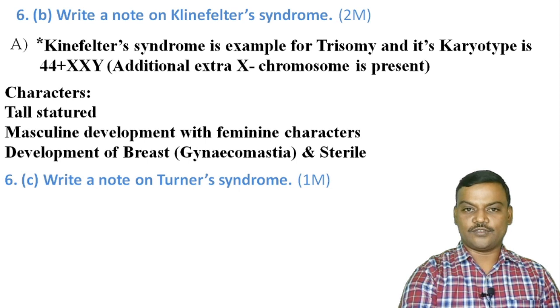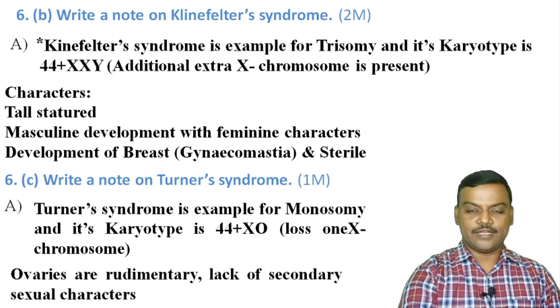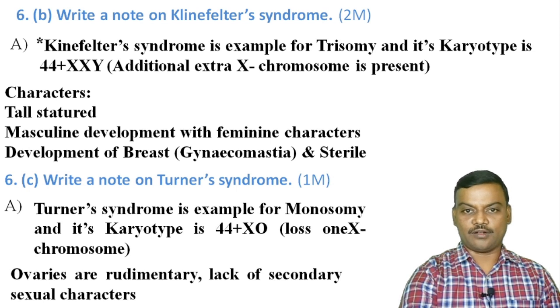The last question is question C. Write a note on Turner syndrome. It is for 1 mark. Turner syndrome is an example of monosomy and its karyotype is 44 plus X0. In this, one X chromosome is lost. The characters are: ovaries are rudimentary, lack of secondary sexual characters, and they are sterile in nature. So these are the points for Turner's syndrome for 1 mark.